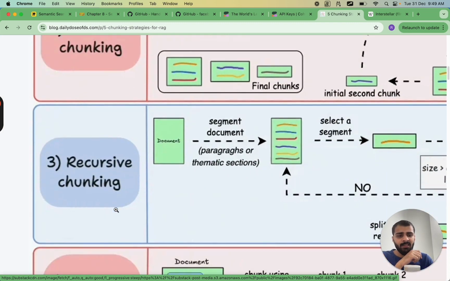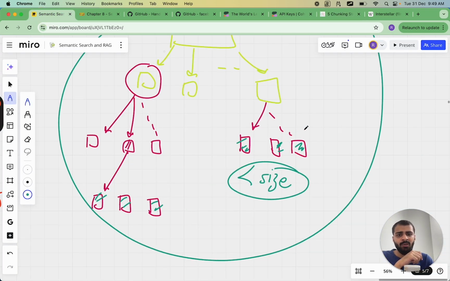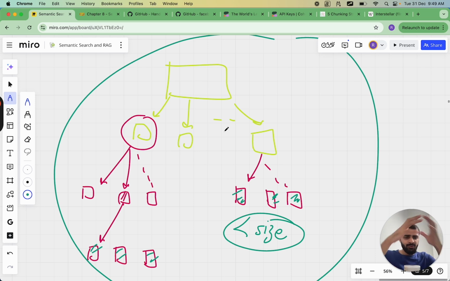The third is recursive chunking, which, the best way to explain it is using something like this. You first do the chunking. If the size of some chunk is greater than a particular value which you already have to decide, then you do the chunking again. And so the chunking continues until all the chunks are less than a particular size.